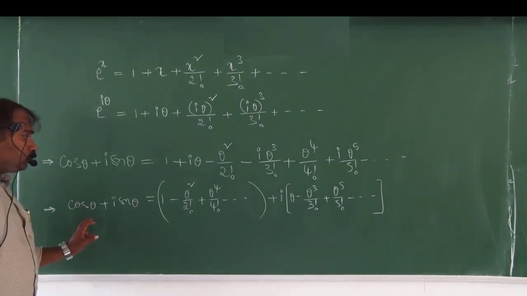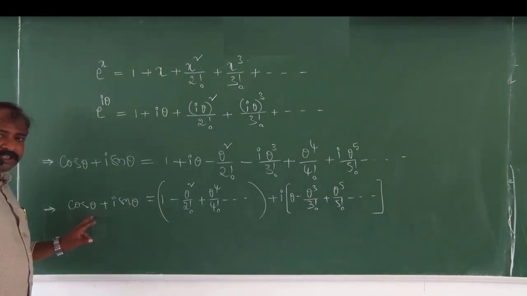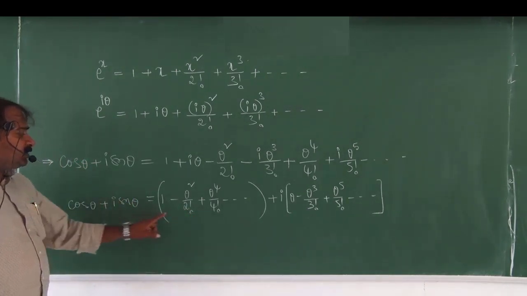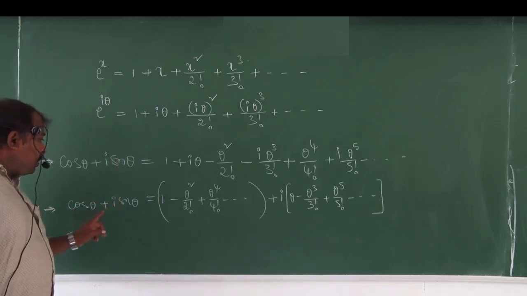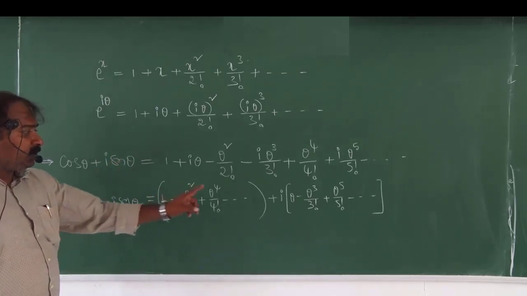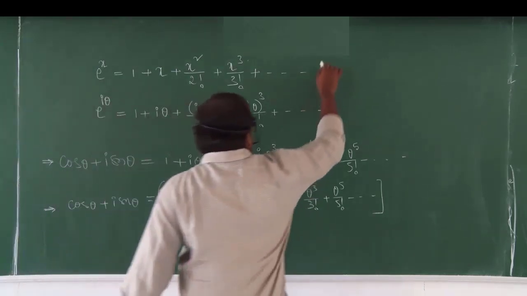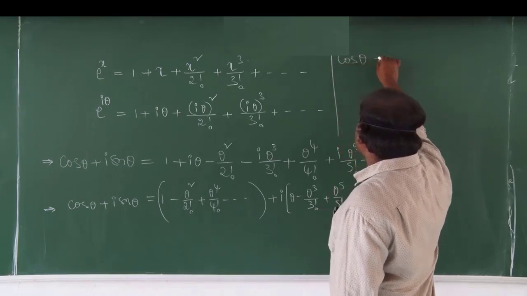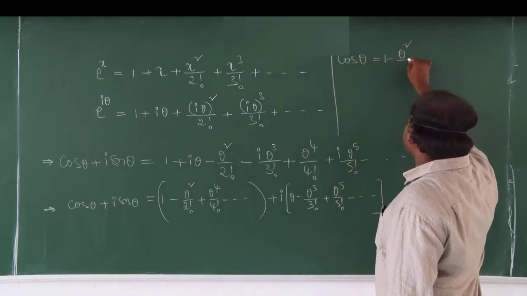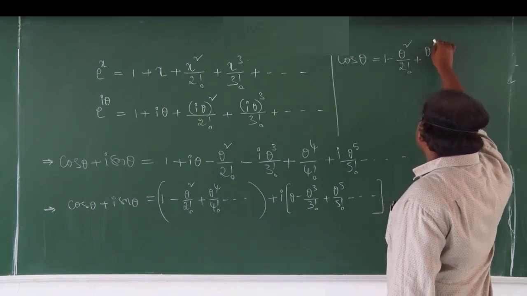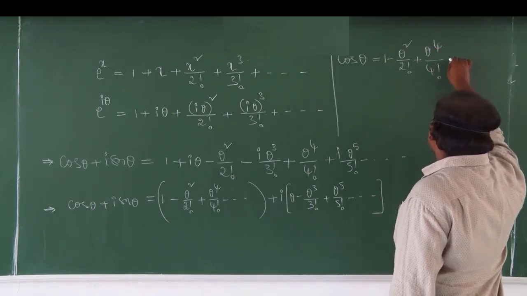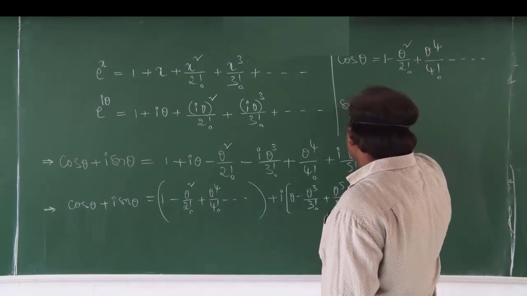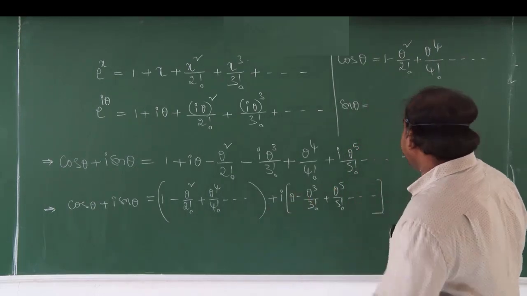When two complex numbers are equal, the real parts are equal and the imaginary parts are equal. So by comparing the real and imaginary parts, I get cos theta equals 1 minus theta square by 2 factorial plus theta power 4 by 4 factorial minus, and so on. This is the cos theta expansion. Next, the sin theta expansion. What is the sin theta expansion?